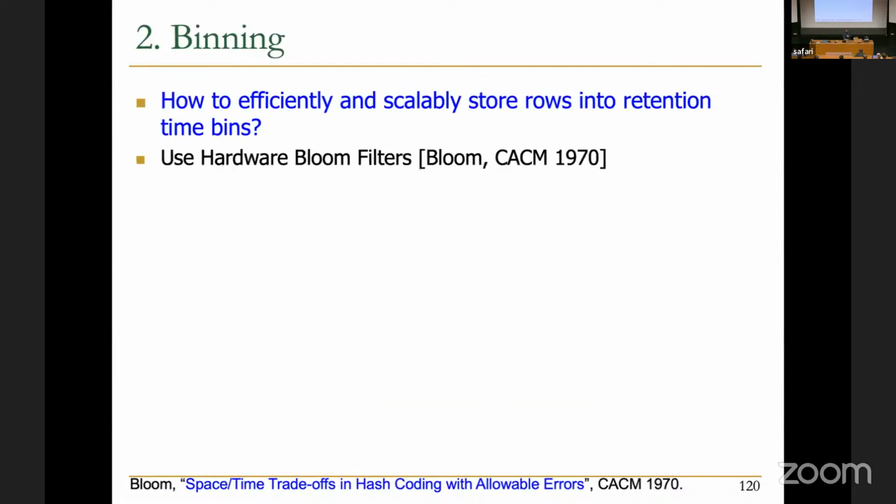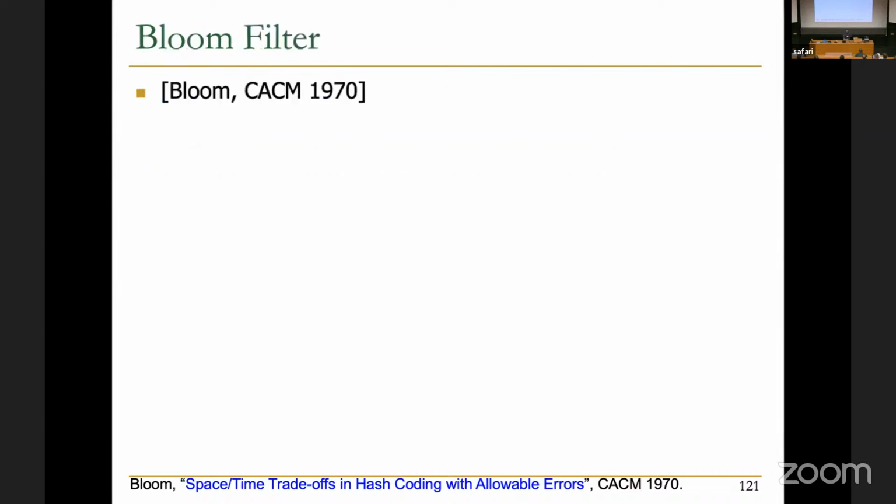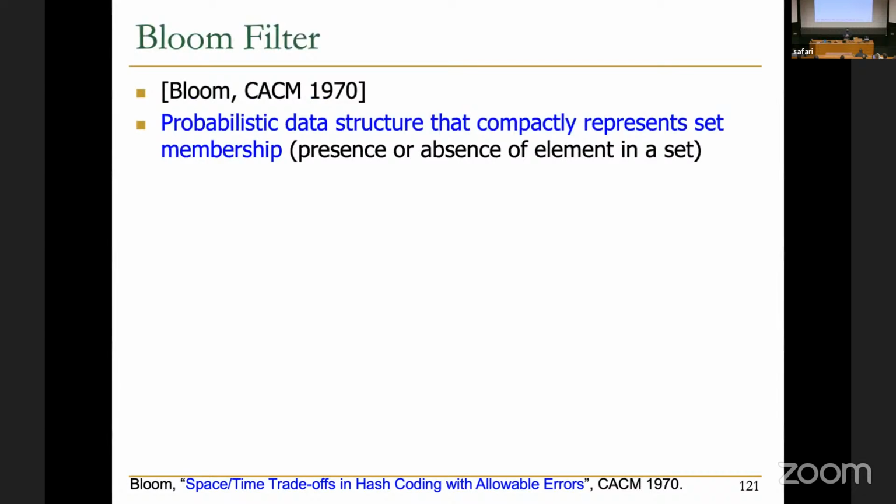Here we use a very old algorithm or data structure called Bloom filters. Is anyone familiar with Bloom filters? Okay, a bunch of people. I'll just cover it quickly. So it's a way of efficiently understanding if an element is in a set or not. Okay, I'll just go through the slides. So it's a probabilistic data structure that compactly represents set membership information.